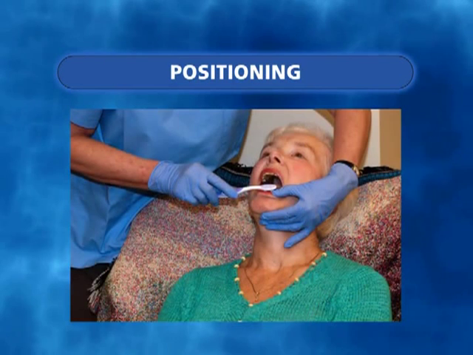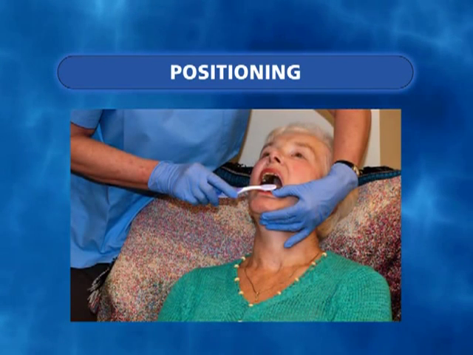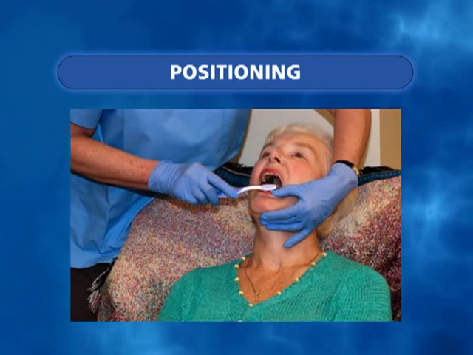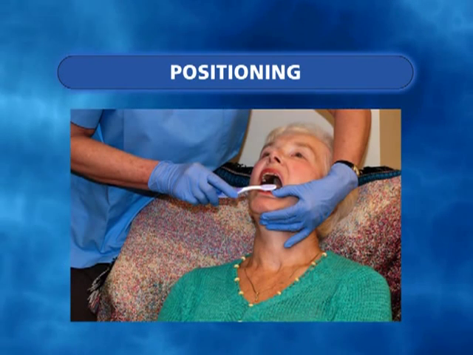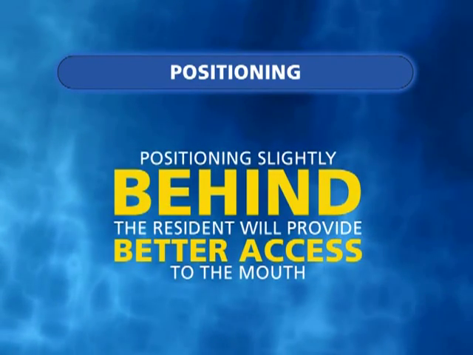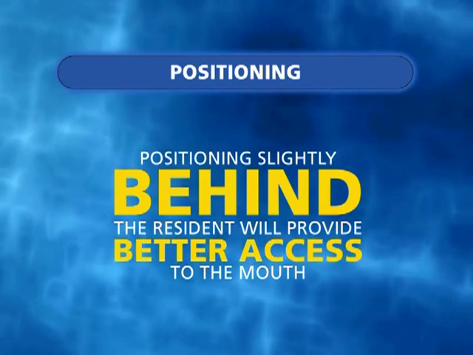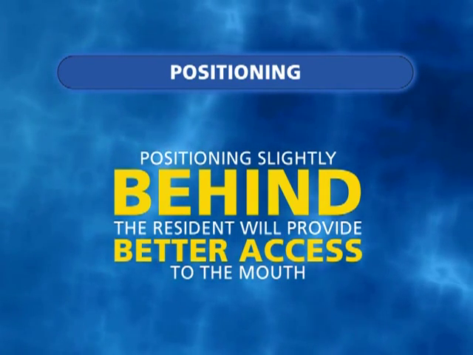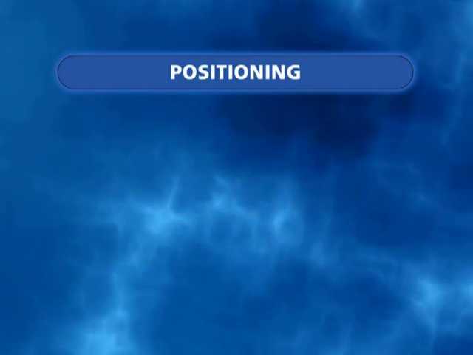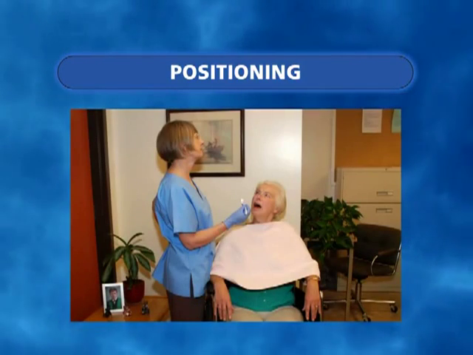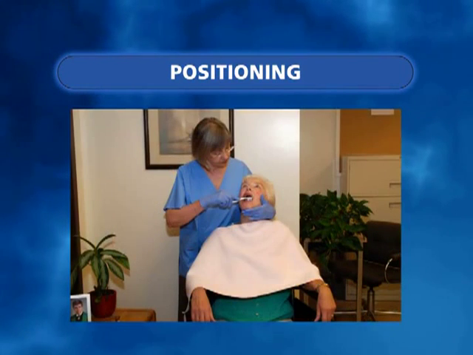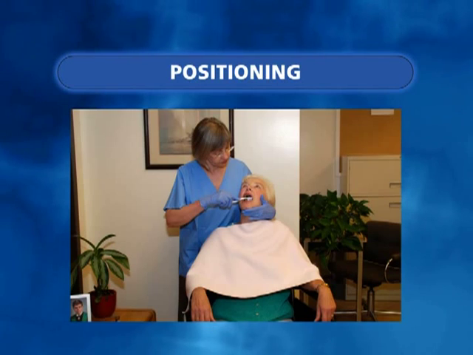The care provider's hand is stabilized by resting it on the resident's chin. With this hand, the care provider will then gently pull the resident's lips open. Taking this position slightly behind the resident will provide better access to the resident's mouth than positioning beside or in front of the resident. However, if the care provider feels any stress or strain on their back, neck, or joints, they should change positions.